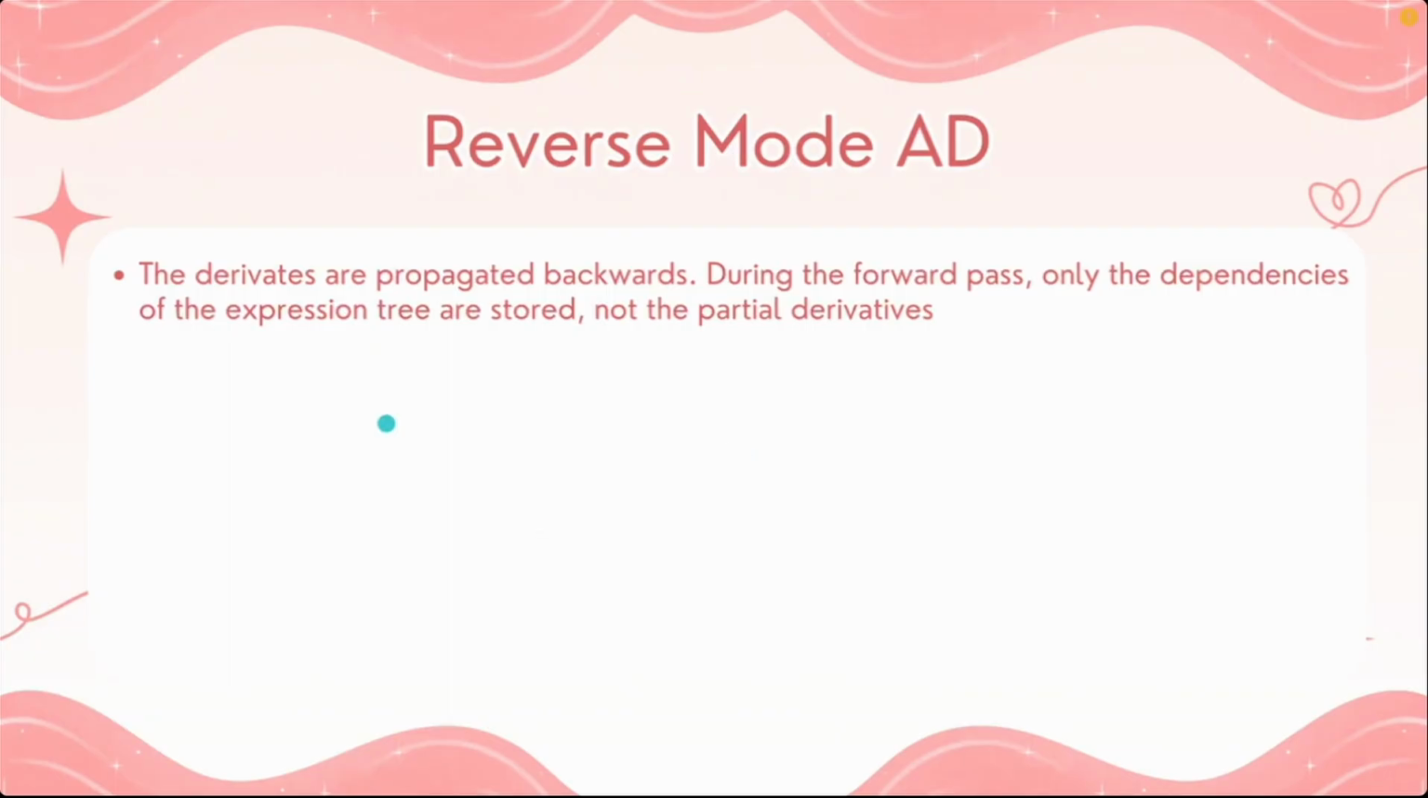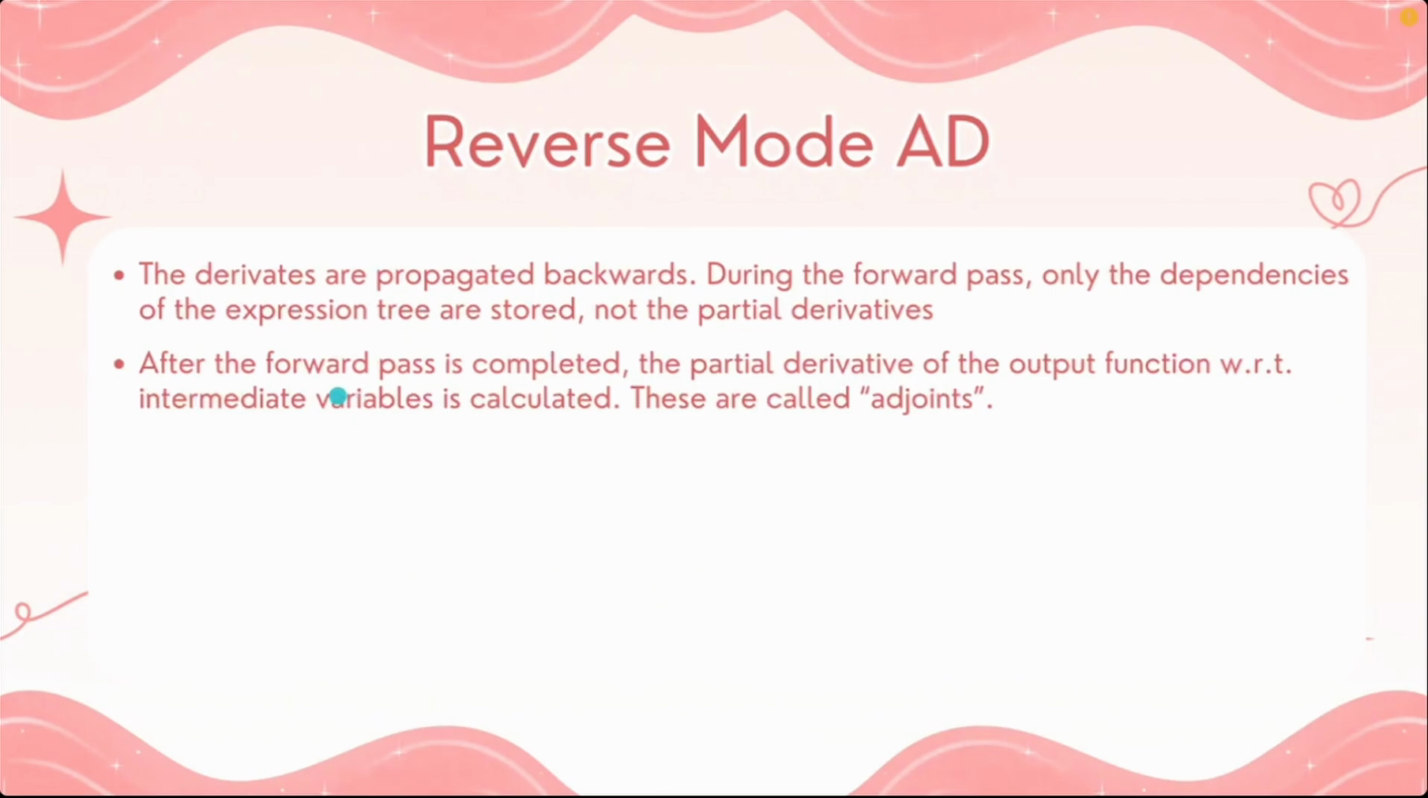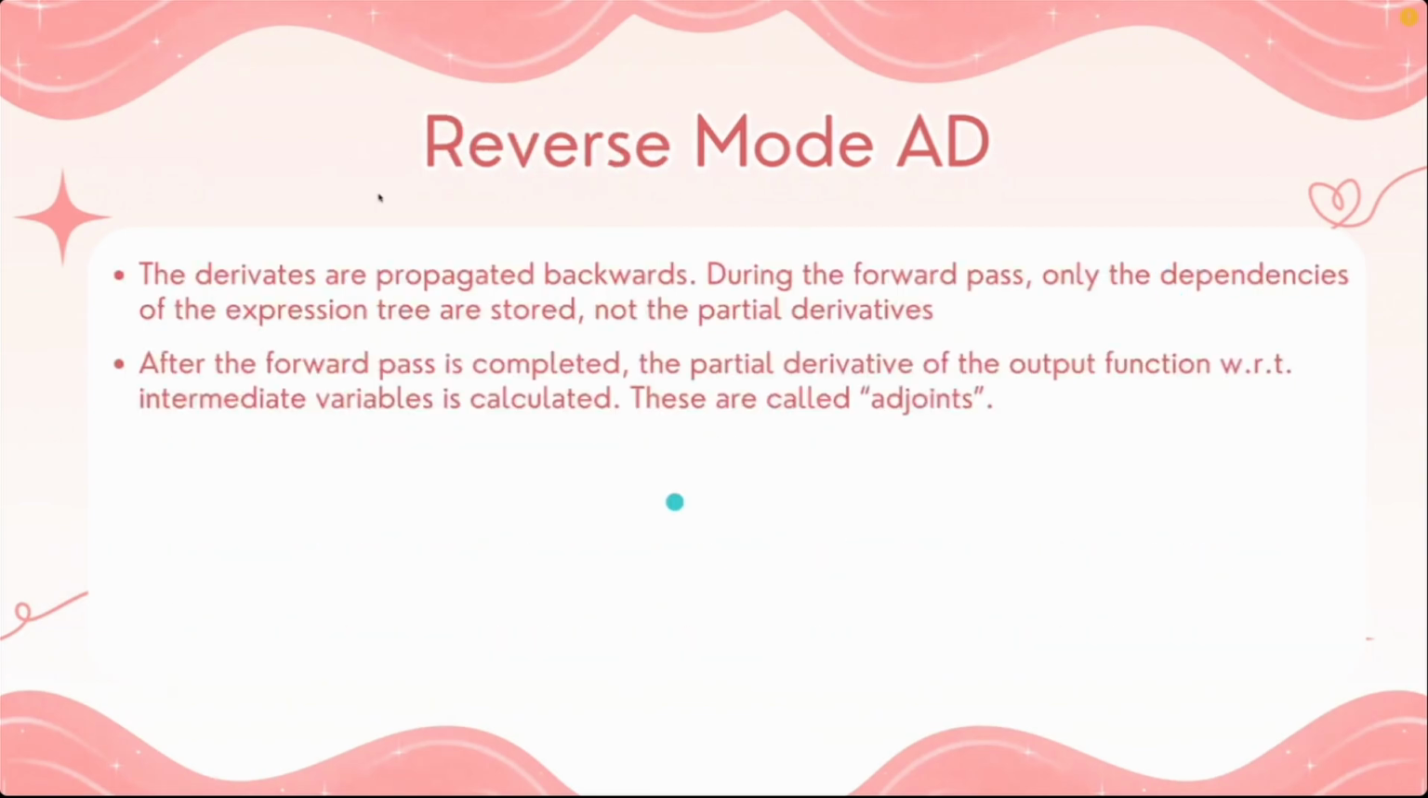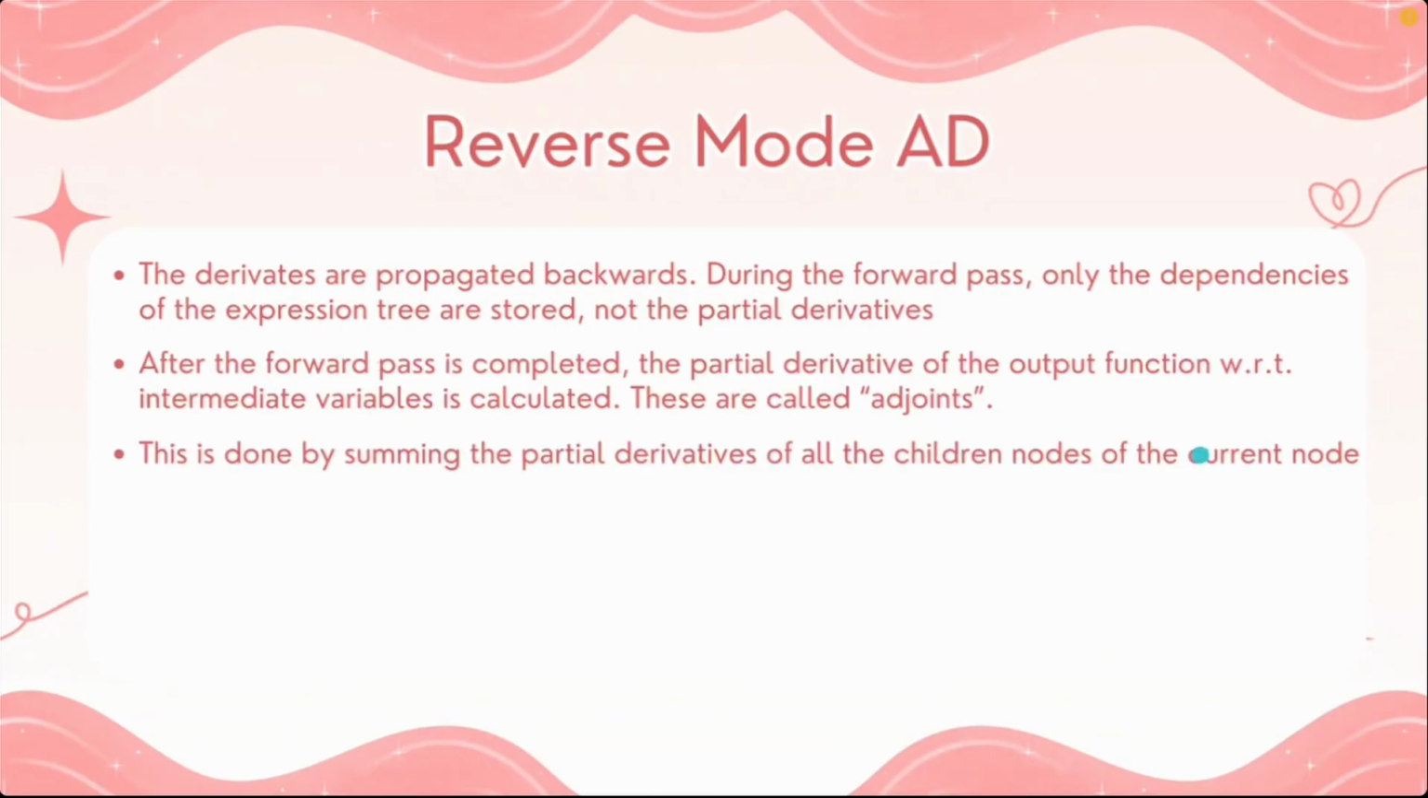So the derivatives, instead of starting from the bottom of the graph and going towards the main function, which is the loss function, it's the reverse. The derivatives are propagated backwards. So the forward dependencies of the expressions are stored, and not the derivatives as such. And when the forward pass is complete, the partial derivative of the output function with respect to each of the intermediate variables is calculated. And these are called adjoints.